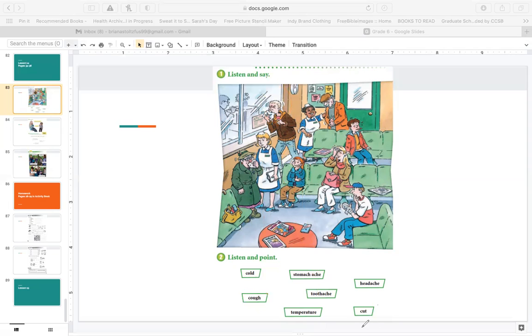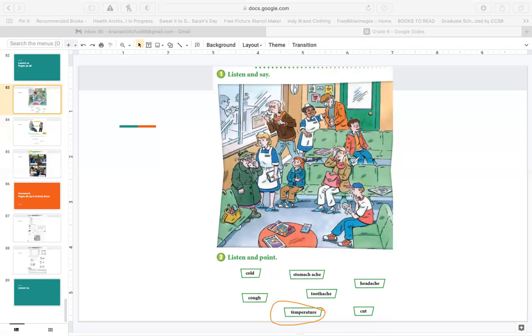Which person has a cut? This person has a cut. He hurt his hand. He cut his hand. Which person has a temperature? Temperature means a fever when your head is very hot.